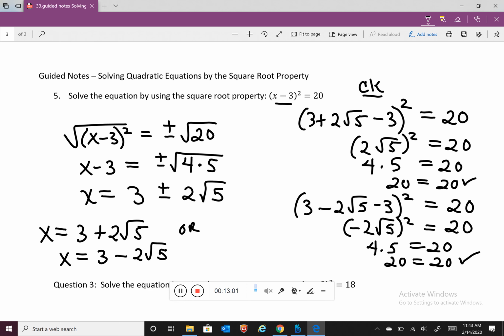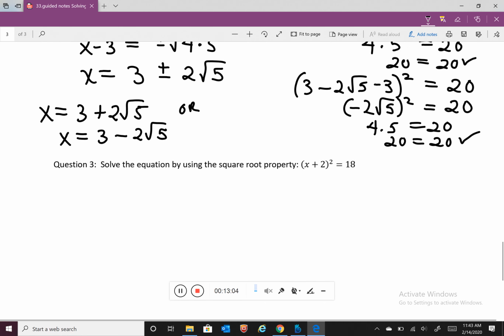So your job is to solve the equation by using the square root property of x plus 2 quantity squared, and this is set equal to 18. Make sure you recognize 18 is not a perfect square, but always take time and think about what does it contain.